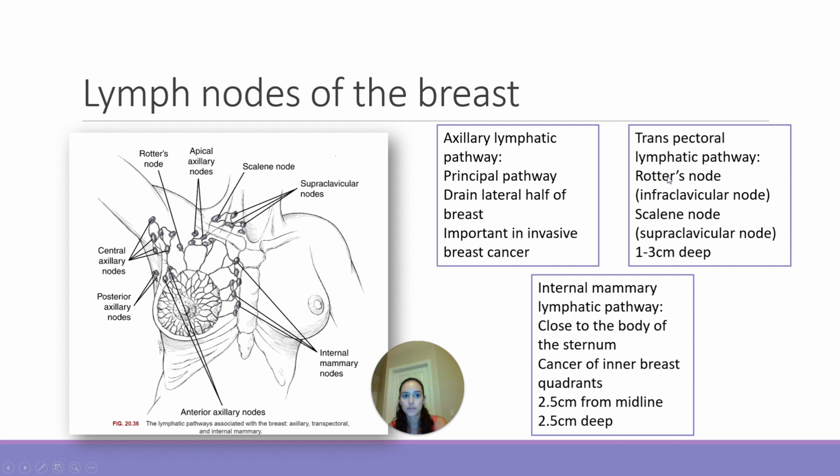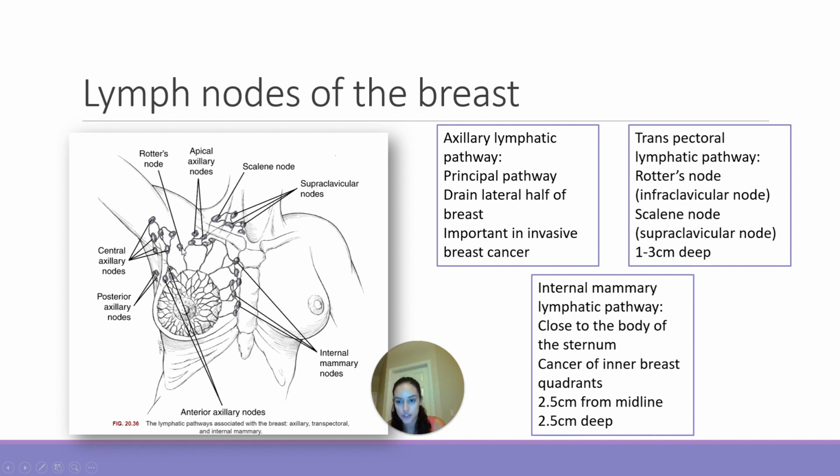Your transpectoral lymphatic pathway. Sorry, I made an oopsie there. Your axillary lymphatic pathway, we're talking about the central, the posterior, and the anterior. And then when we're talking about the transpectoral is when we talk about the apical. So your transpectoral, the one that the book is trying to highlight for you is your Rotter's node. It's actually an infraclavicular node, so it is sitting beneath your clavicle.